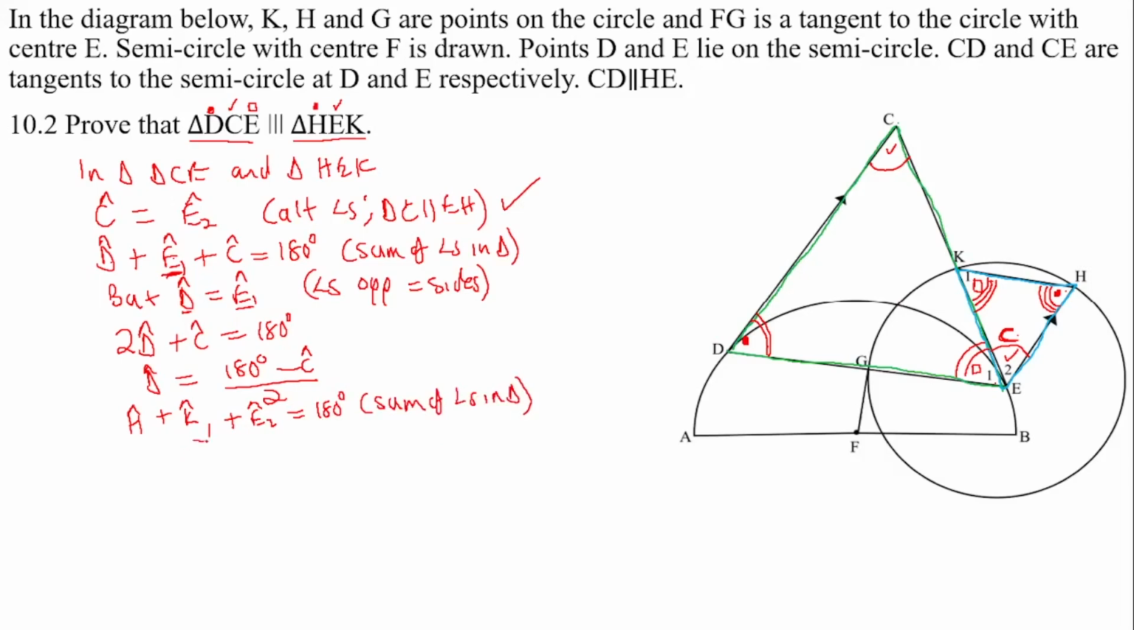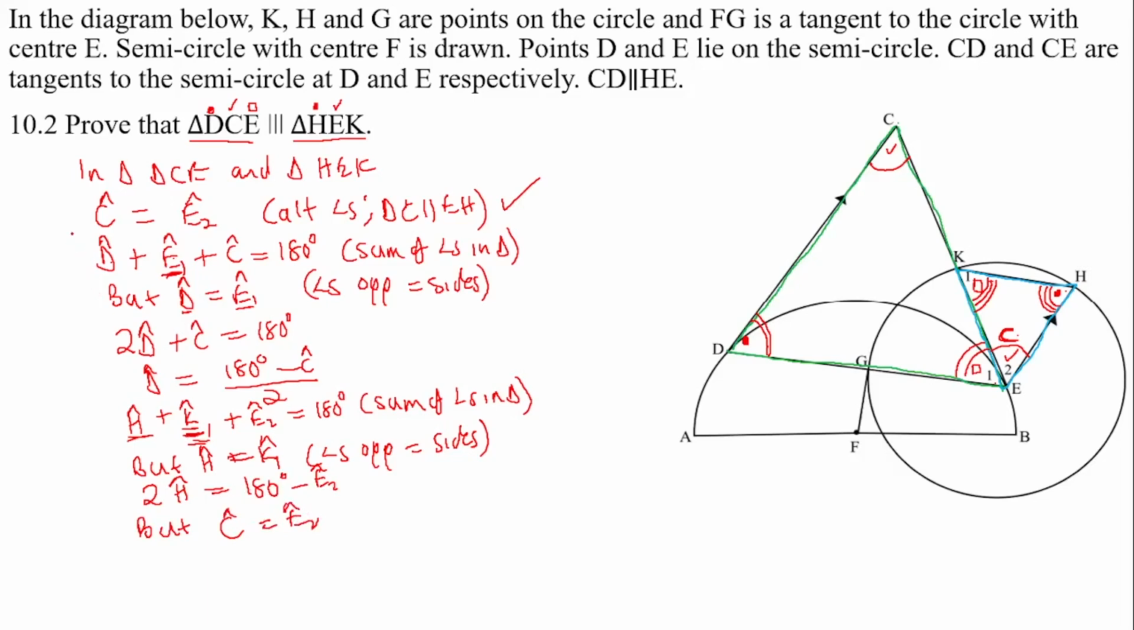But angle K1 is equal to angle H, right? What's the reason? Angles opposite equal sides. So where there's angle K1, we can replace it with angle H. All right, so we can say this is 2 times angle H, because angle H plus angle H is 2H, and then is equal to 180 degrees minus E2, right? But what did we say about E2 part? We said angle C is equal to angle E2, isn't it? We proved that.